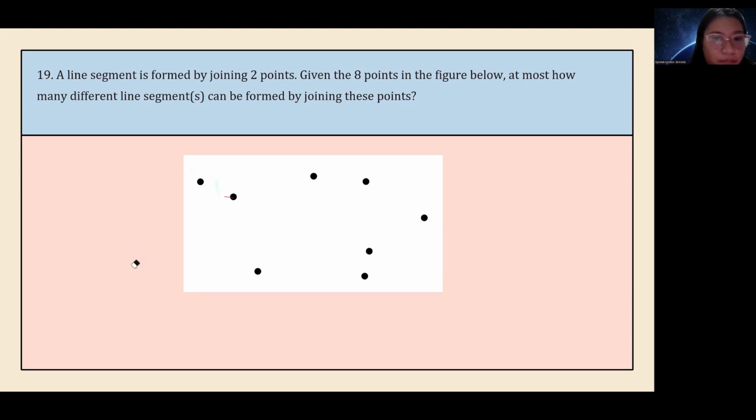So that's 1. Next is this point here would want to join this point here, and this point would want to join this point here. So that's 2. 1 plus 2. Again, now this point here would want to join this point, and then this point would want to join this point, and then this point would want to join this point. So there are 3 line segments.